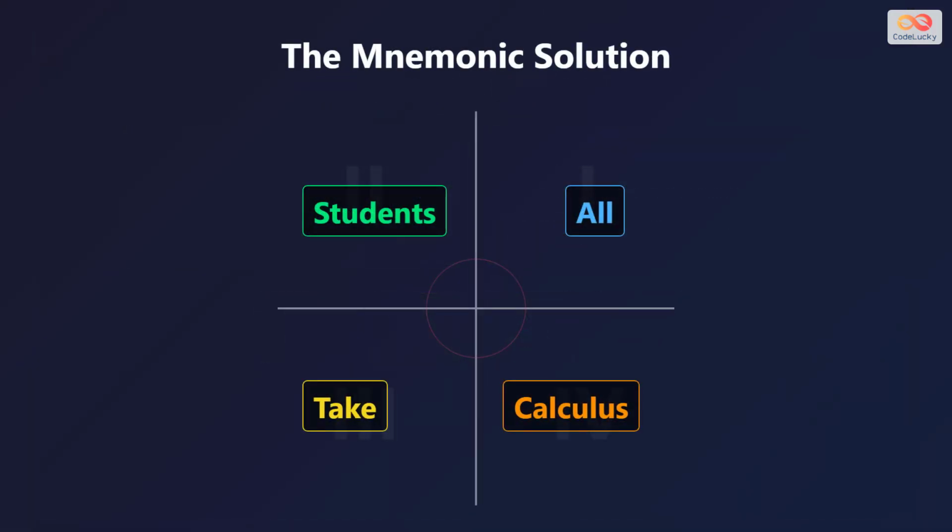Here is the solution. We map the phrase, all students take calculus, to the 4 quadrants. We start in Quadrant I and go counterclockwise. The first letter of each word tells us which function is positive.